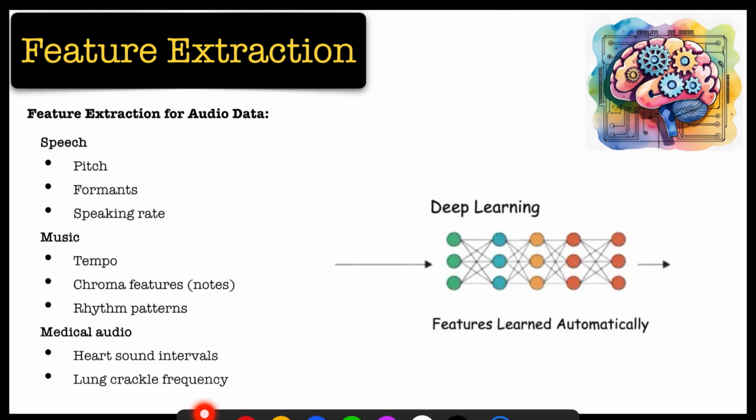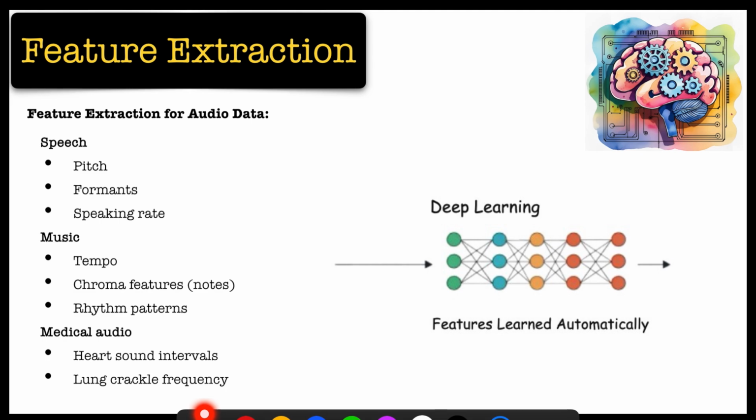Next comes feature extraction for audio data. So what are the features in audio data? If it is speech, we can have pitch, formants, speaking rate, etc. If it is music, it can have tempo, chroma features, rhythm patterns. I also don't know what these features mean. If it is medical audio, we can have heart sound intervals, lung crackle frequency, and all, right? So we'll feed the features directly into the deep learning models.